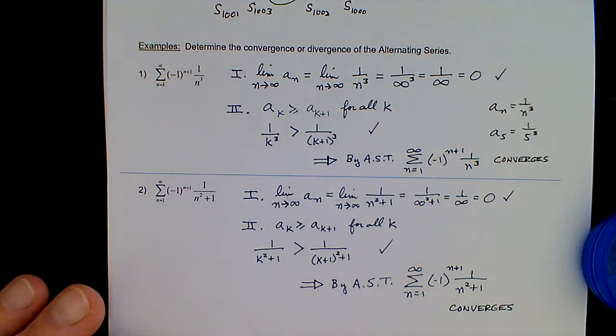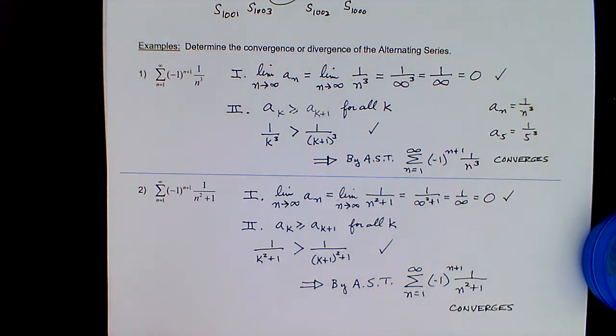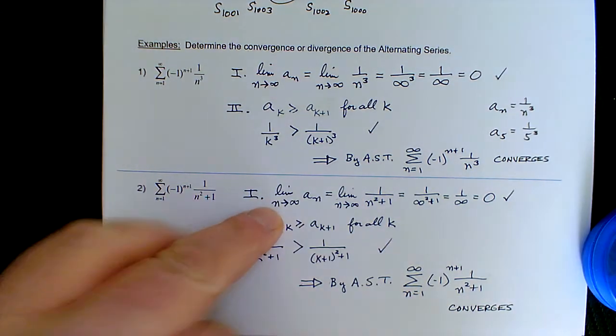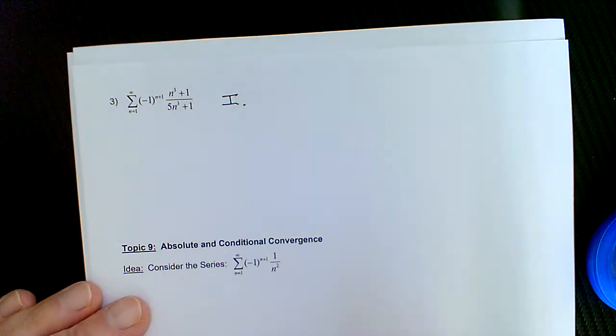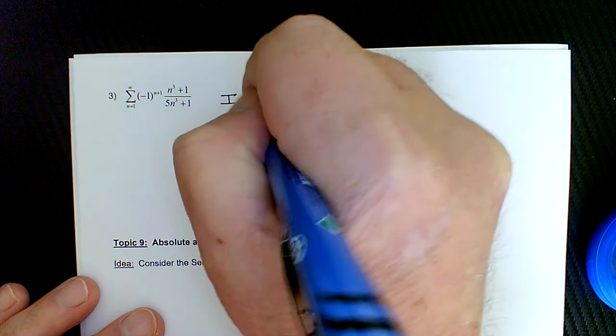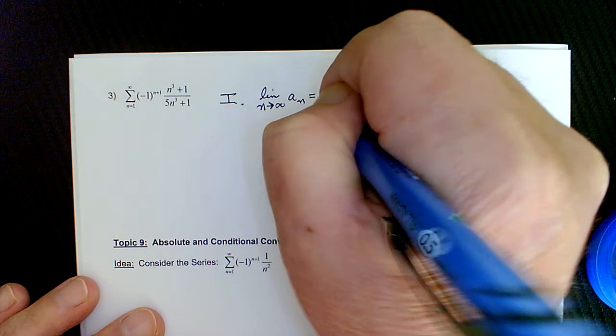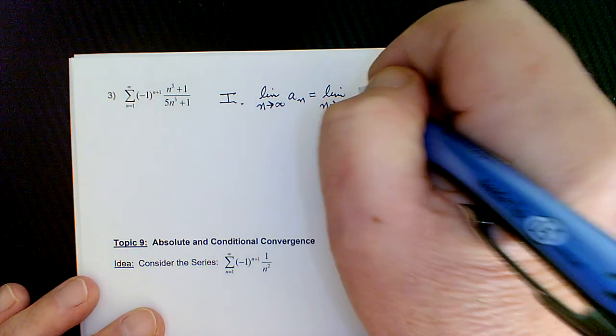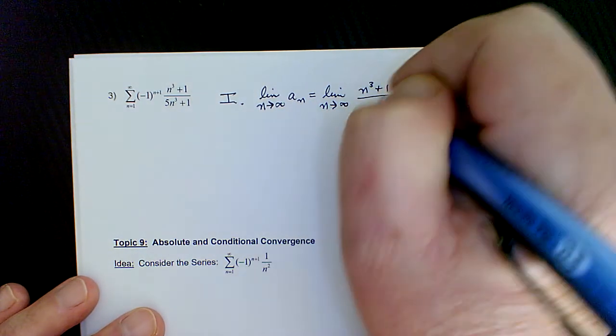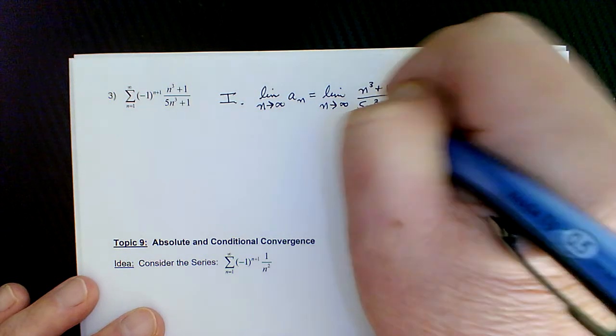Alright, so one last example of the alternating series. And this one will illustrate why I like to look at the limit first. So the first thing we do, it's an alternating series. We're told to determine its convergence or divergence. So you look at the table. It's suggesting look at the limit as n goes to infinity of a sub n first. And that's the limit as n goes to infinity of n cubed plus 1 over 5n cubed plus 1.